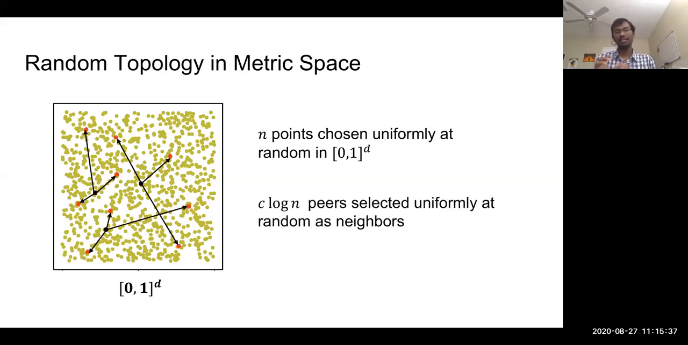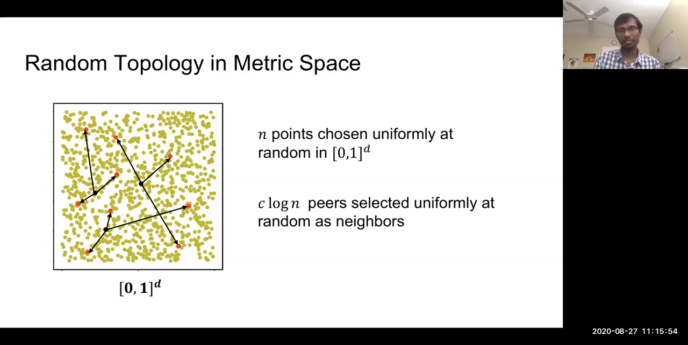Next, we are going to interconnect these points randomly. That is, each point is going to choose some log n neighbors uniformly at random. So basically, this is like an Erdős-Rényi graph, but one that is embedded onto a metric space.